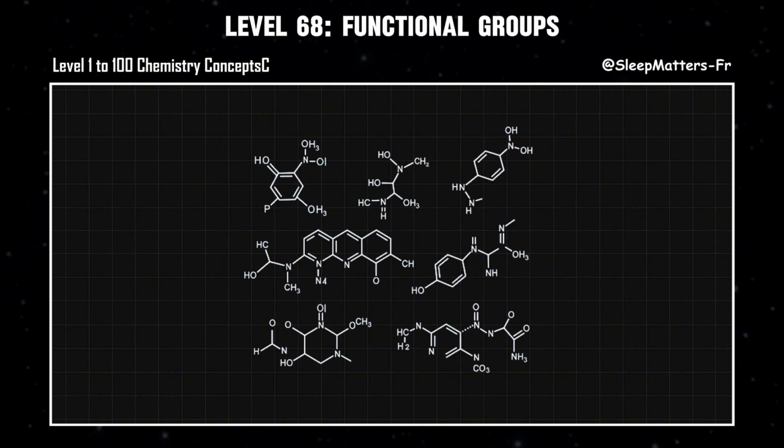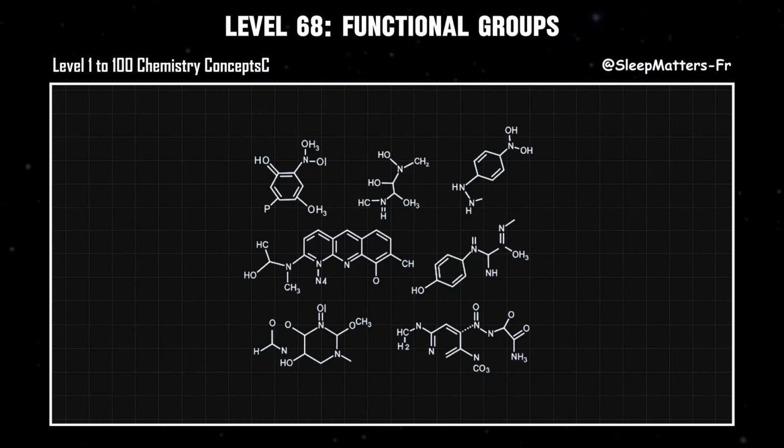Level 68. Functional groups. Hydrocarbons are the foundation, but they can be transformed, and this transformation happens because of functional groups. A functional group is like a special badge that changes the behavior of a molecule. It is a small group of atoms added to a hydrocarbon that gives it new powers, new properties.